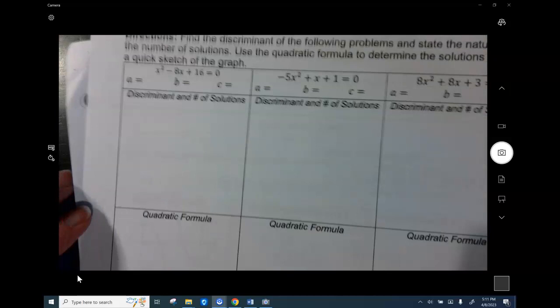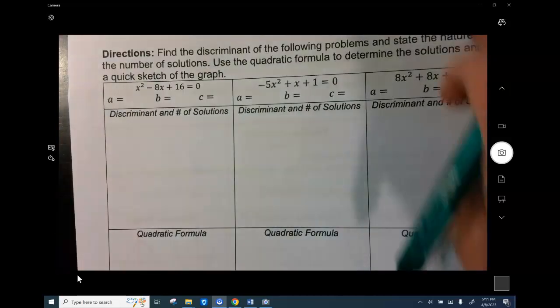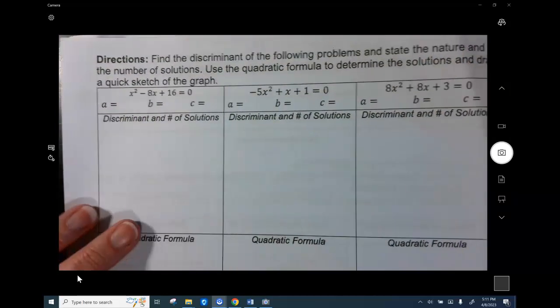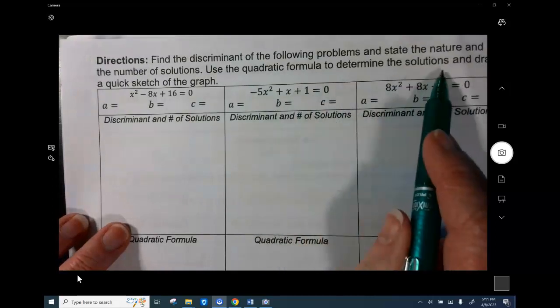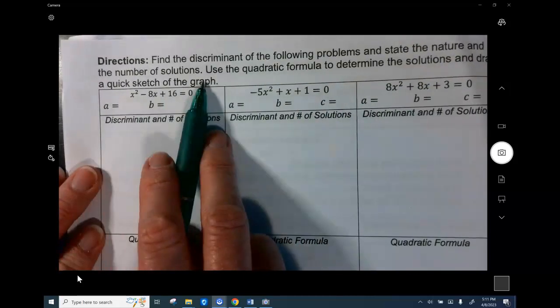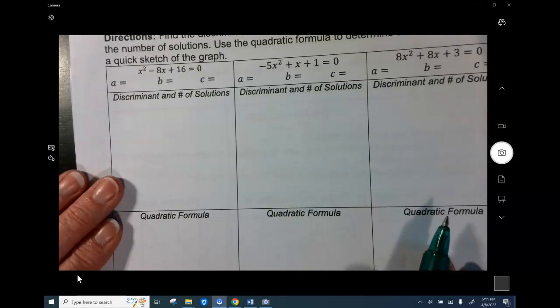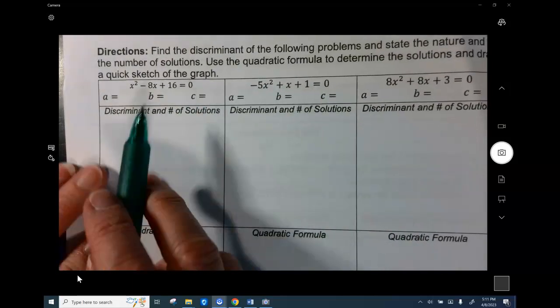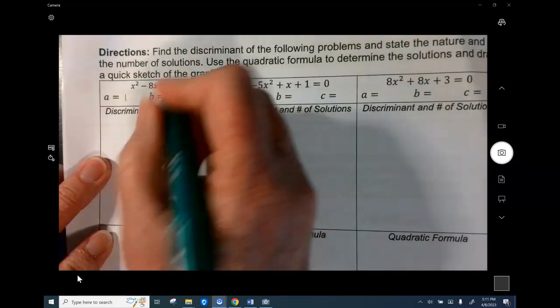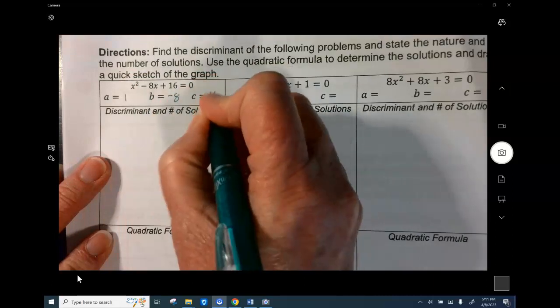It says directions. Find the discriminant of the following problems and state the nature and the number of solutions. Then use the quadratic formula to determine the solutions and draw a quick sketch. Okay, so here we go. And I do think it's much easier if we write down what A, B, and C are. So A is 1, B is negative 8, and C is 16.